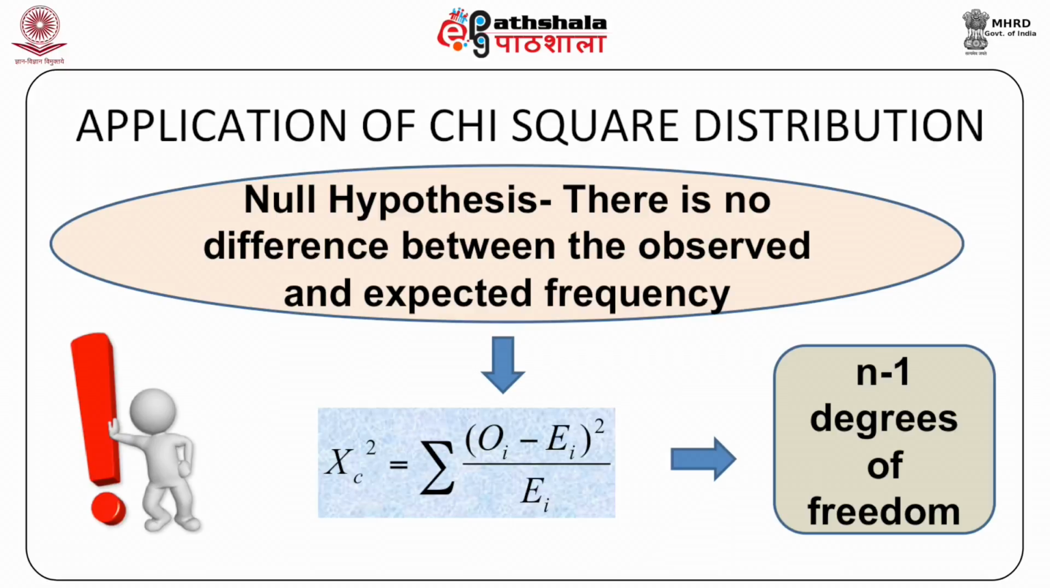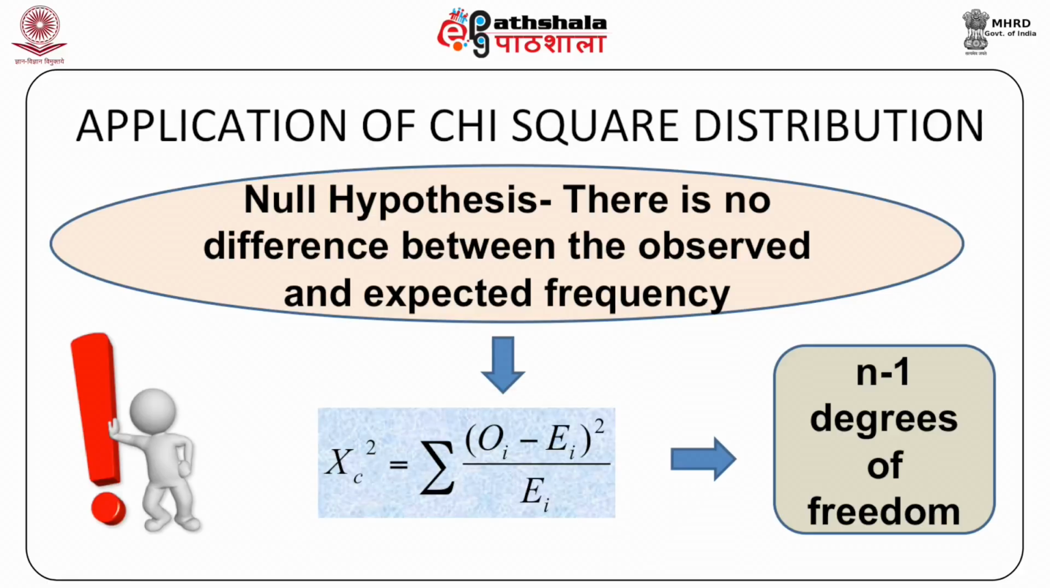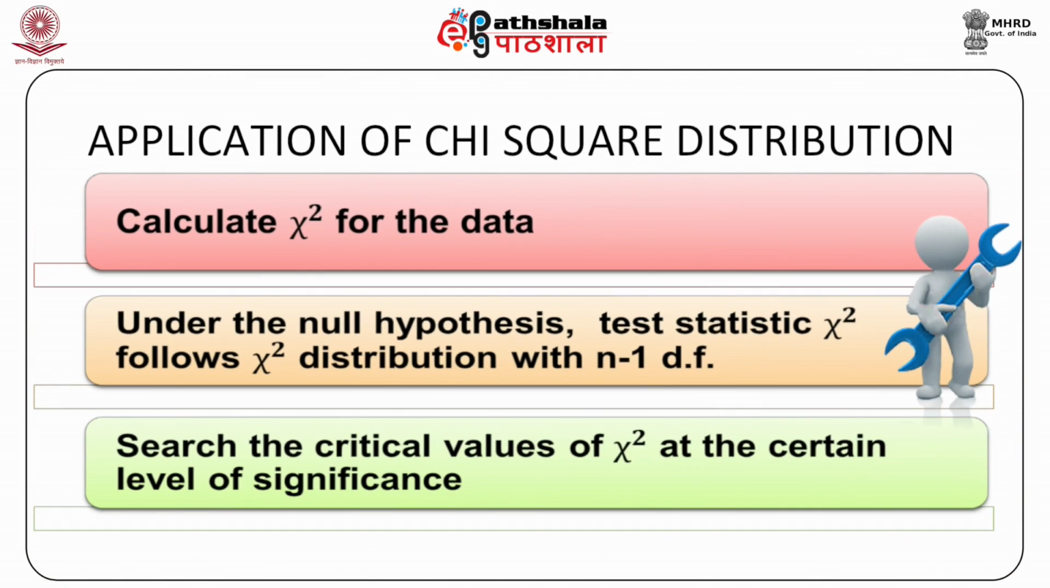This is given by chi-squared, which is equal to sigma of (Oi minus Ei) whole squared by Ei. This follows a chi-square distribution with n minus 1 degrees of freedom, where O1, O2, ..., On are observed frequencies and E1, E2, ..., En are expected frequencies.